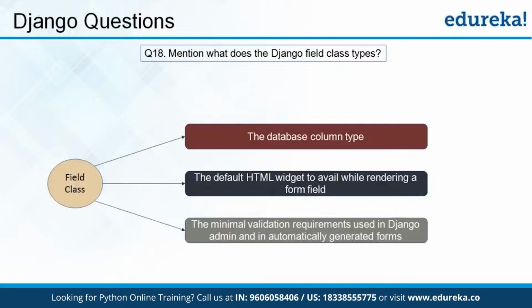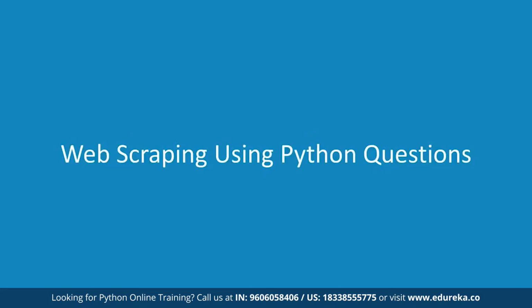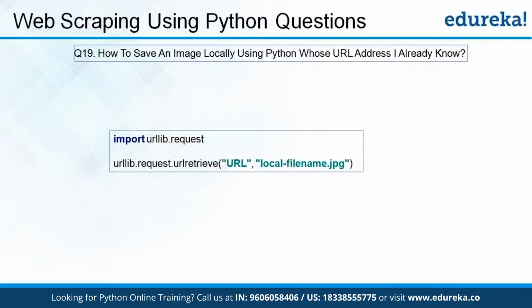So the number of characters which you can enter, the number of lines which can be in the text box, all of this comes in the field class. Please remember this: minimum validation requirements, default HTML widget, and the database column type. Okay, coming to the next section, that is web scraping using Python. These questions now. So how do you save an image locally using Python whose URL address you already know?